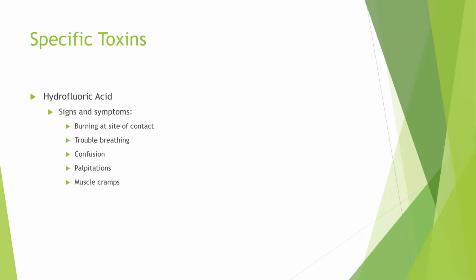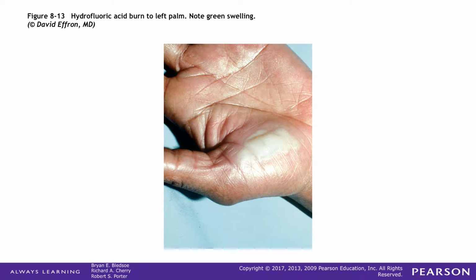Some of the signs and symptoms show a burning at the site of contact, trouble breathing, confusion, palpitations, muscle cramps. So you can kind of see why disruption of calcium can cause a lot of those different problems for you. If you look at the burn on the palm, he's got a small burn on the palm of his hand. The palm of the hand is really a bad spot anyway to get burns. The palm is 1% body surface area. So if that whole hand was burned, that's 1%. If he burned both of his hands and part of his fingers on both hands with this stuff, he'd have had that 2.5%. He's in trouble and needed to go somewhere.